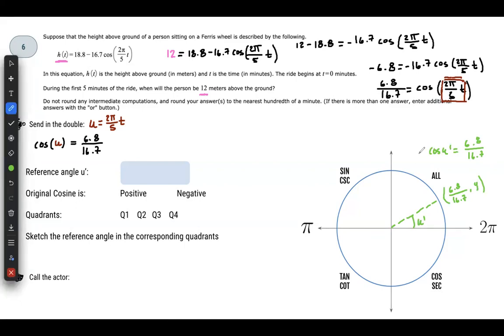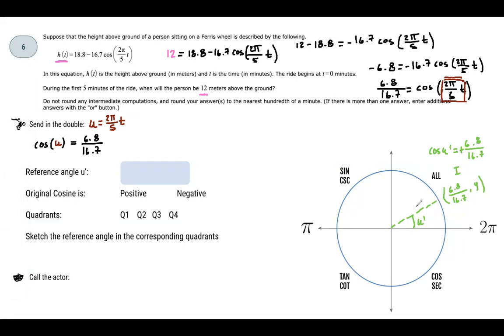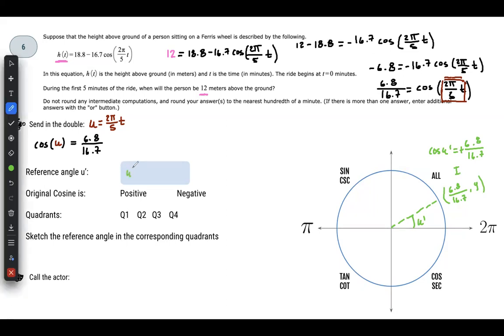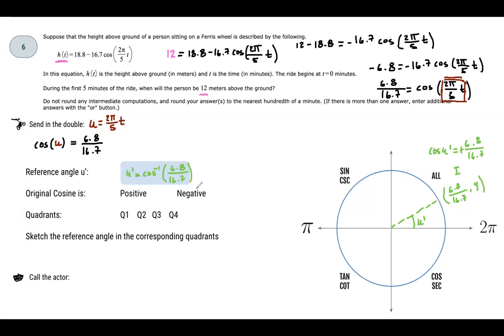It doesn't matter what sign I have here. In this case, that's positive. I'm always going to write the reference angle with the positive value, because reference angles are based on the first quadrant, and on the first quadrant, everything is positive. Now, because that is my reference angle, I'm going to write it as the inverse cosine of 6.8 over 16.7. So that's my reference angle.